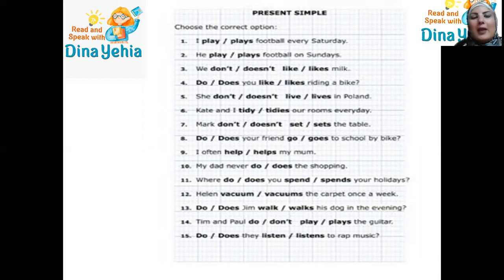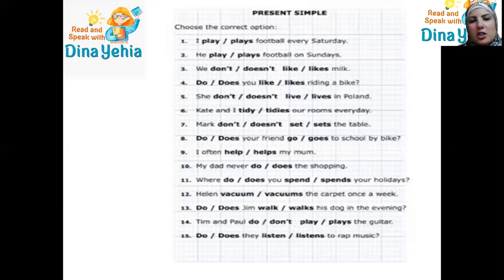Number 2, he plays football on Sundays. Think about it. Yes, he plays football on Sundays. Why do I choose plays? Because I have he, and he takes S in the verb. Okay, let's move to number 3.